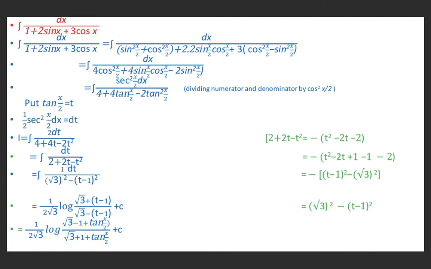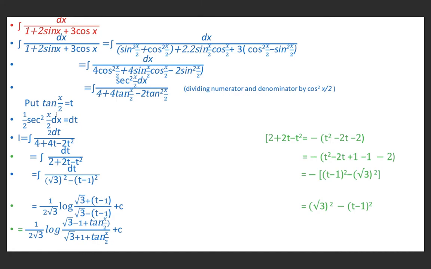This is nothing but of the form 1 upon a square minus x square, and we know that the integration of 1 upon a square minus x square with respect to x is 1 upon 2a log of (a plus x) upon (a minus x). So in place of a we have under root 3, in place of x we have t minus 1. So it is 1 upon 2 root 3 log of (under root 3 plus t minus 1) upon (under root 3 minus t minus 1), because this is a, this is x, a plus x, a minus x.